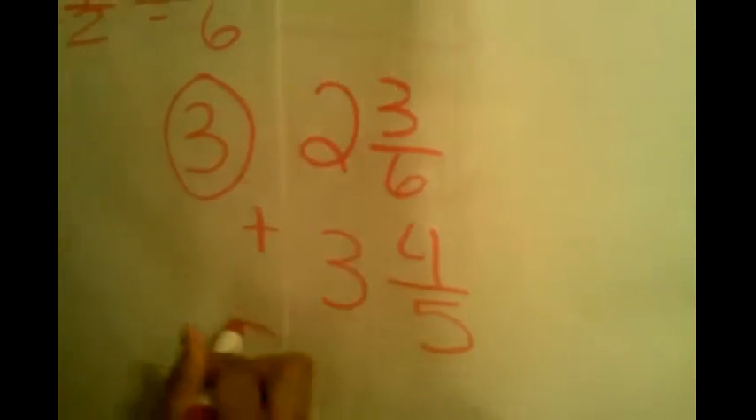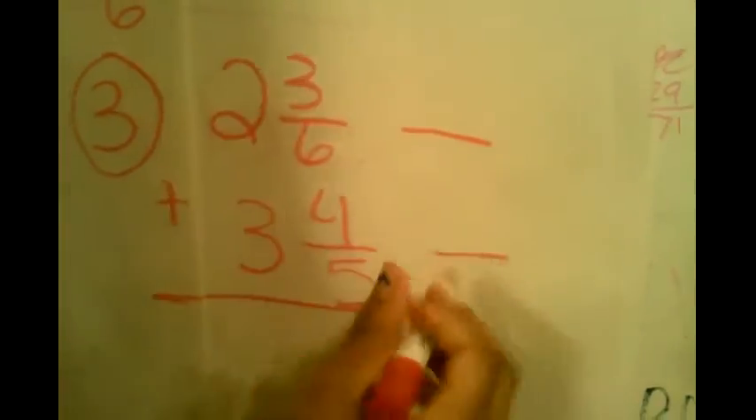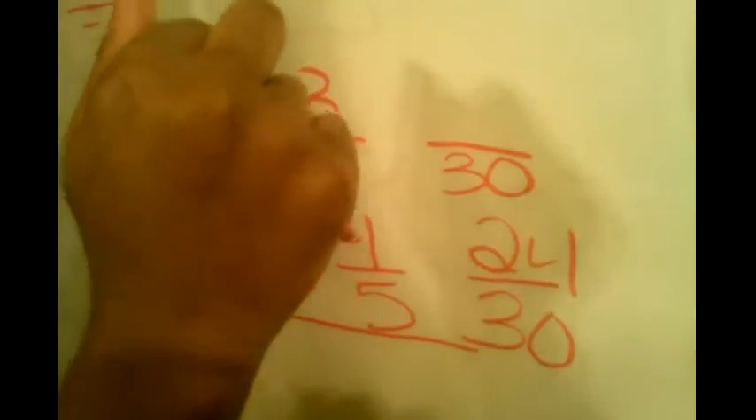fifths. Okay. First, you have to times both of the denominators. So 5 times 6 equals 30. Then you have to times 4 by this denominator. And 4 times 6 equals 24. Then you have to times 3 by this denominator and you get 15. And then you add both of these. 15 plus 24.